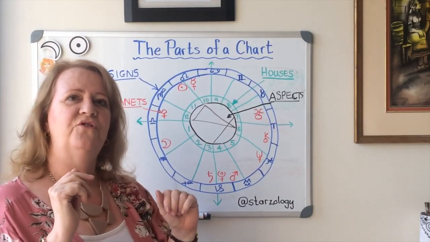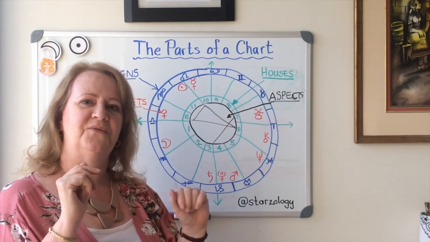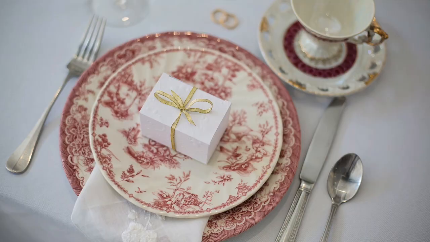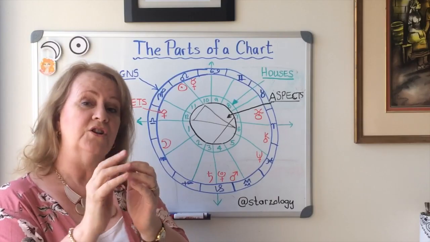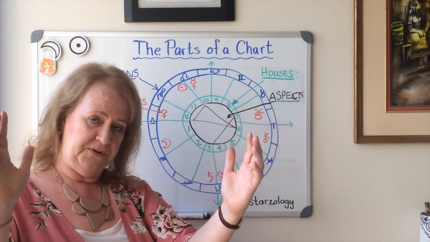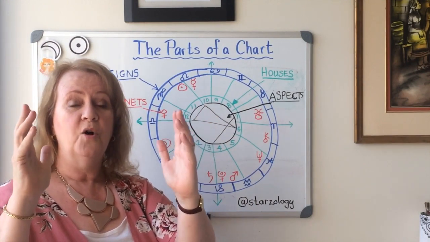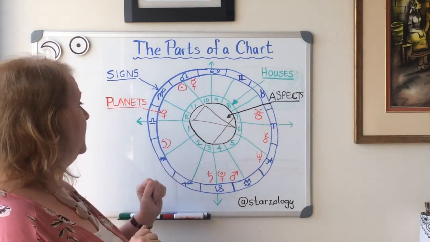It also can be compared to going out to eat for dinner and you've got three forks here and three knives there. You start from the outside and you work your way into the knowledge. So on the outer ring, we've got the signs. The second ring, we have the planets.